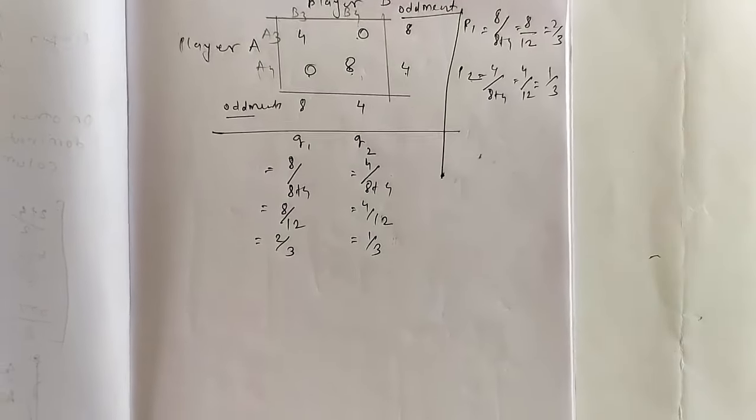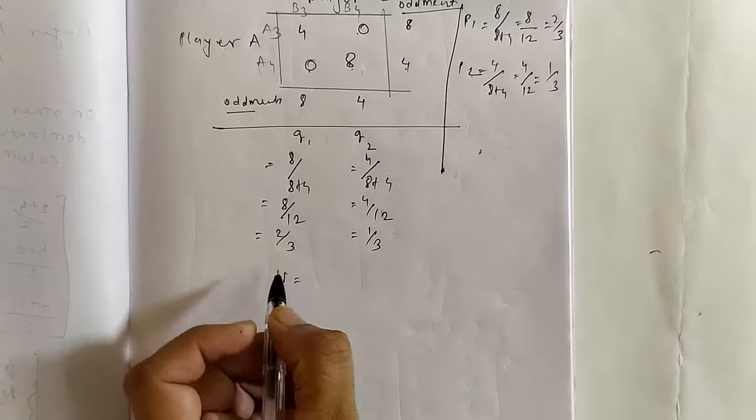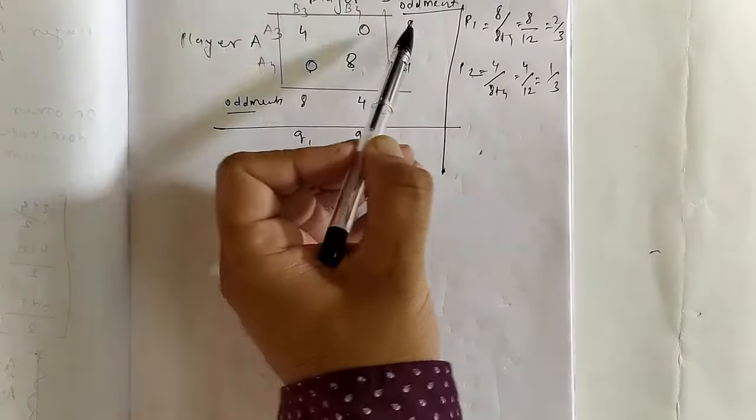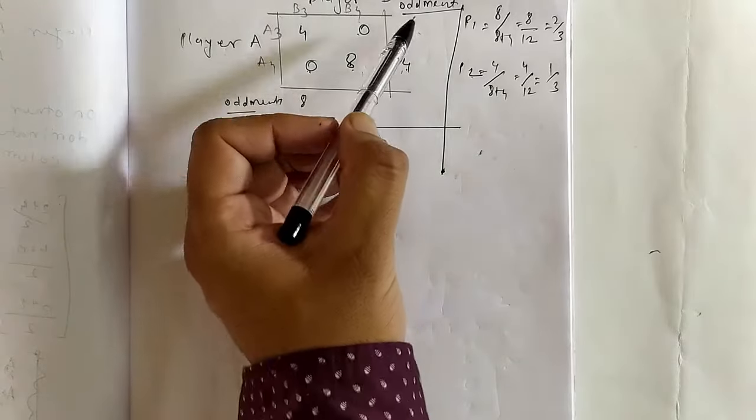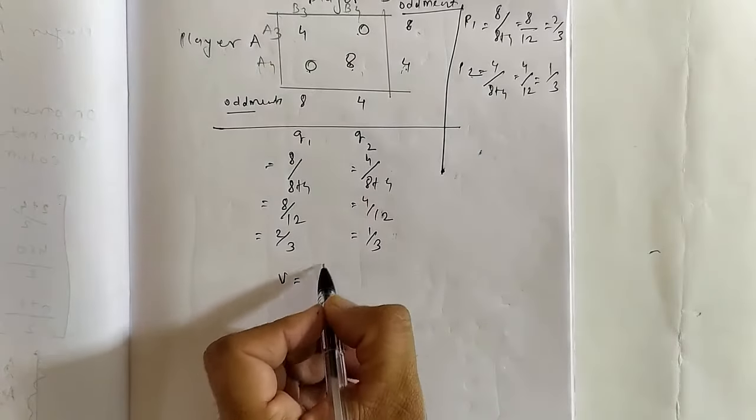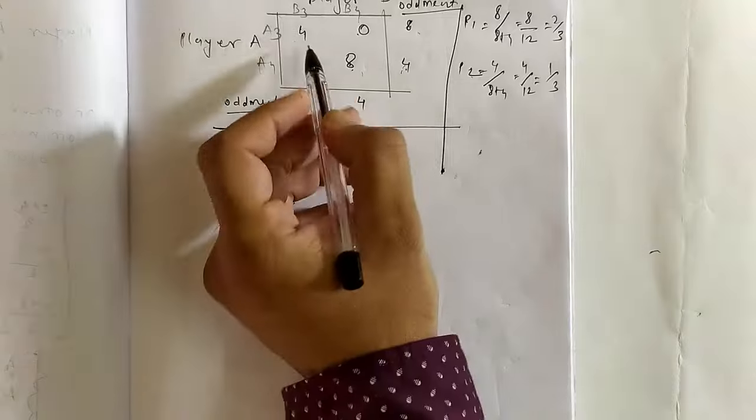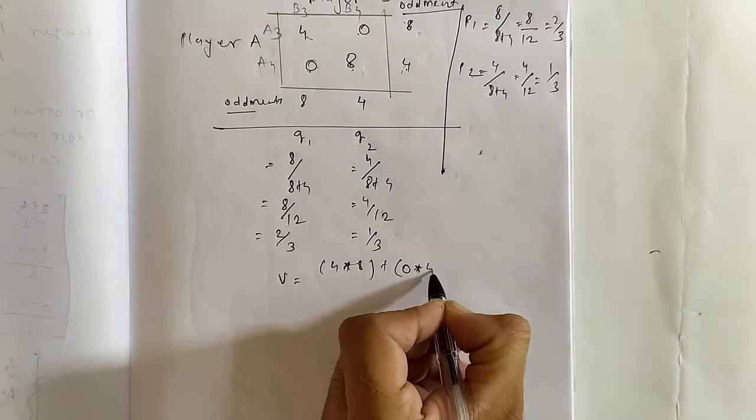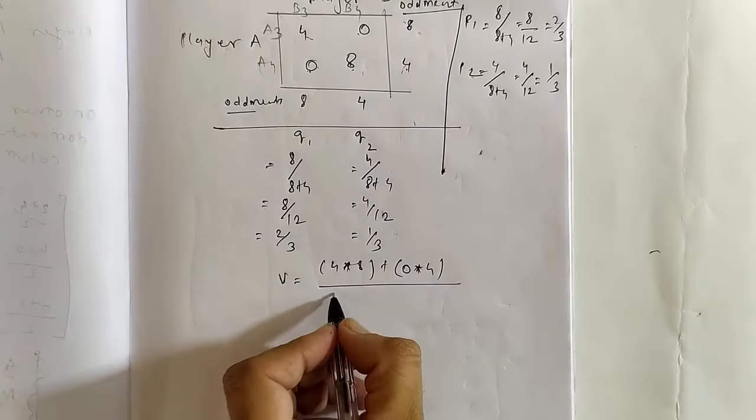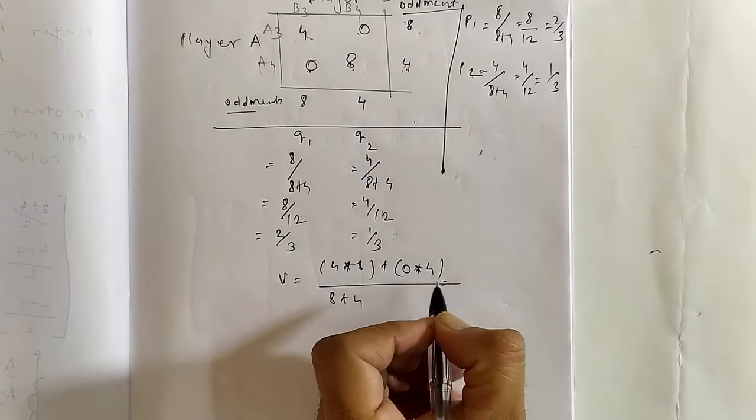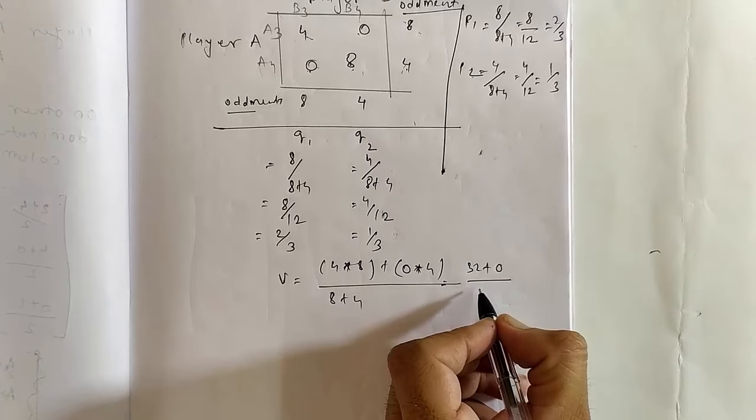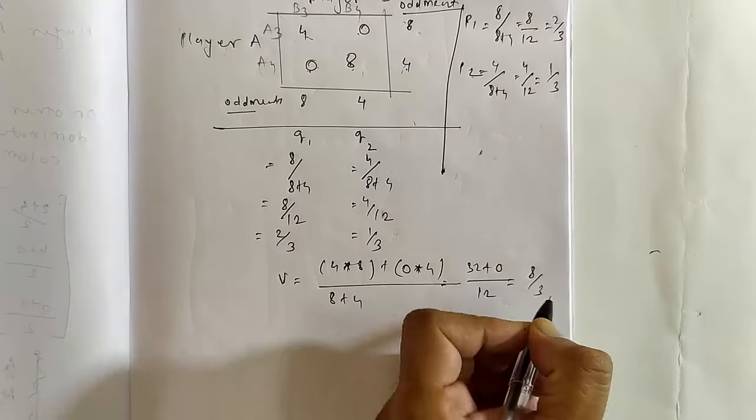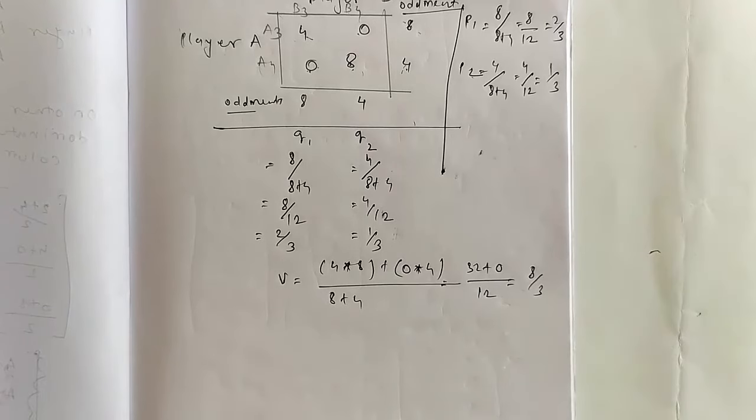Now calculate the value of the game. V is equal to, look at the first column 4, 0 and row oddments 8, 4. 4 into 8 plus 0 into 4 divided by 8 plus 4, is equal to 32 plus 0 by 12, is equal to 8 by 3. Therefore, game value is equal to 8 by 3.